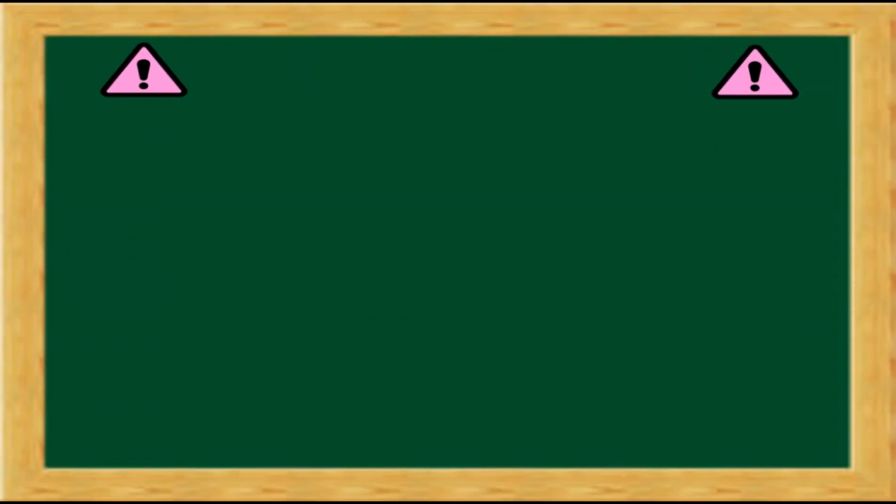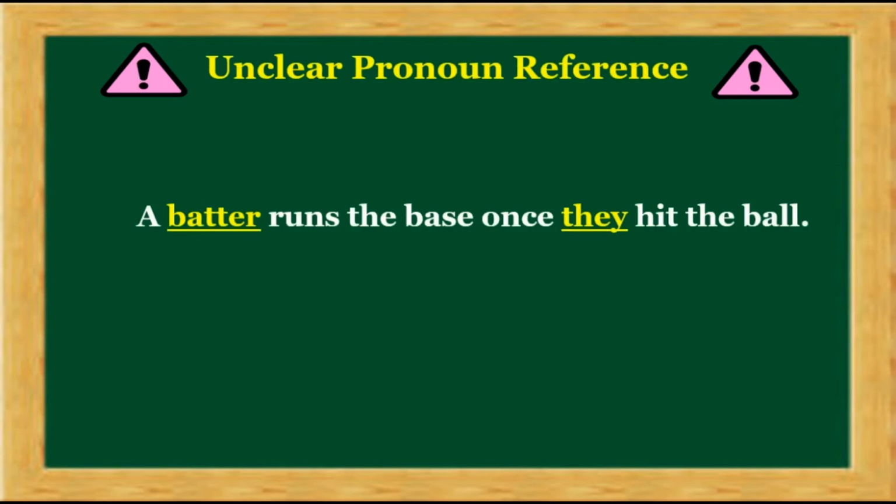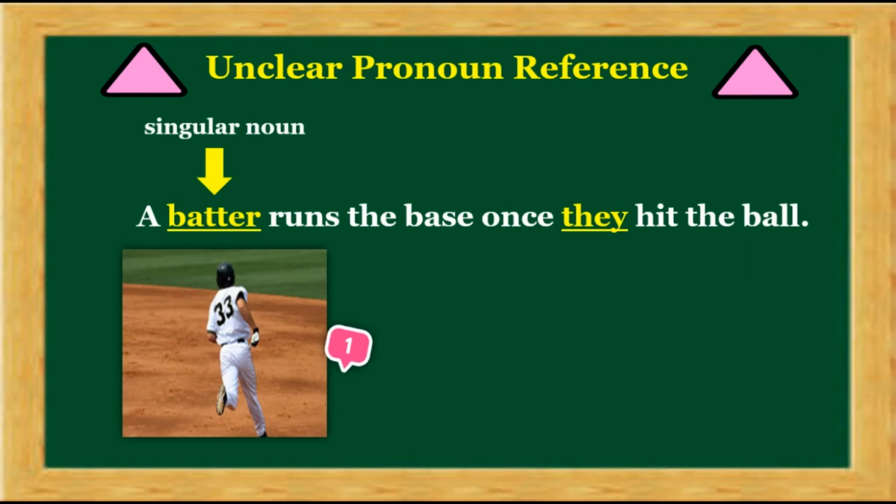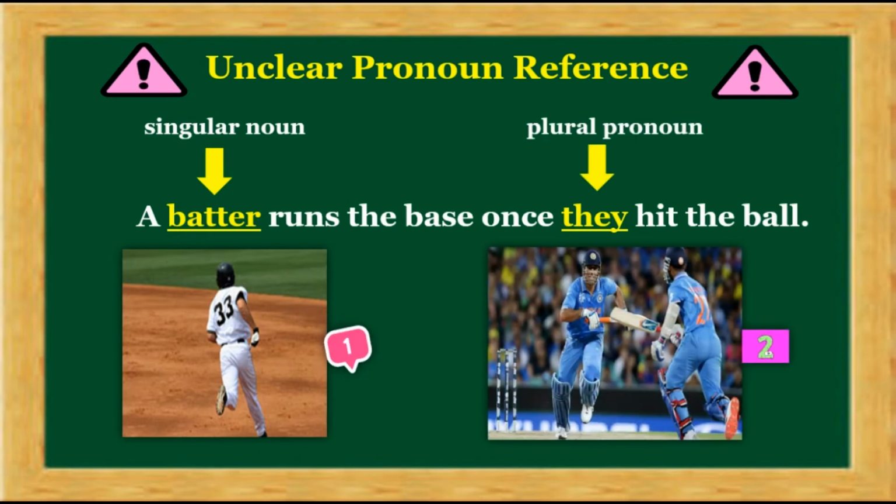Let's look at a sample sentence. A batter runs the base once they hit the ball. What's wrong with the sentence? Looking at the sentence, you are not sure how many batters are being referred to because the singular noun batter is used. But the plural pronoun they is also used.